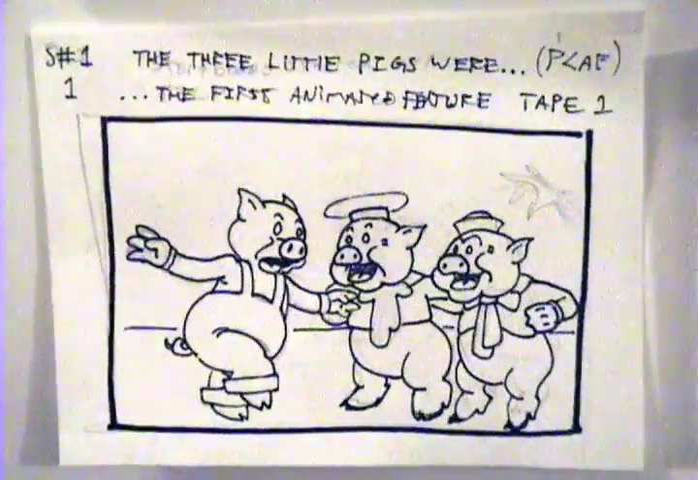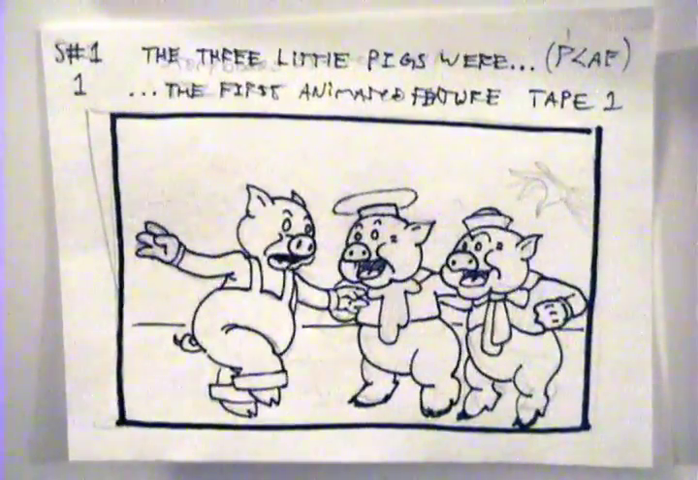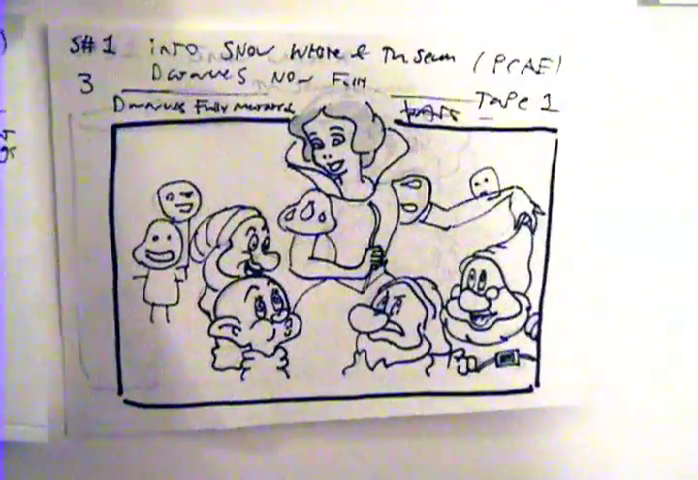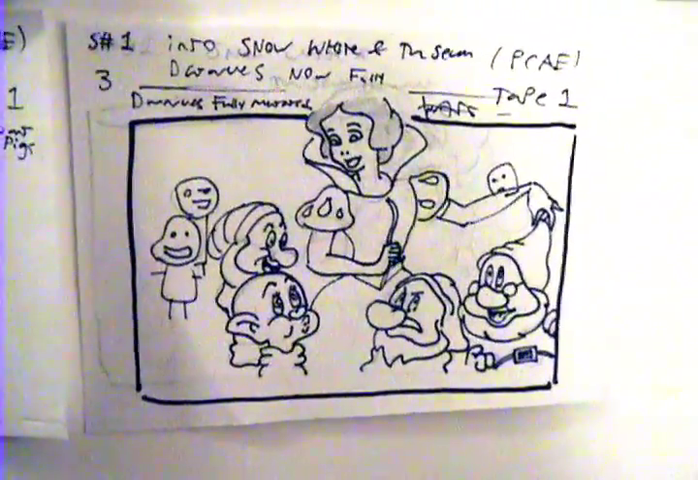The first film that Disney storyboarded completely was The Three Little Pigs. Then, that process was adapted into Snow White and the Seven Dwarfs.